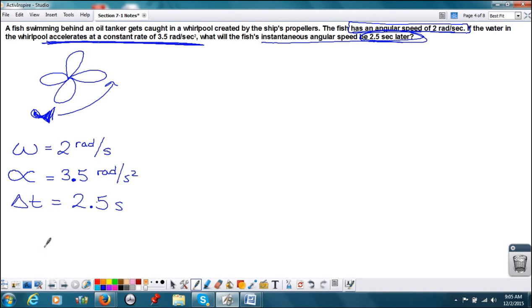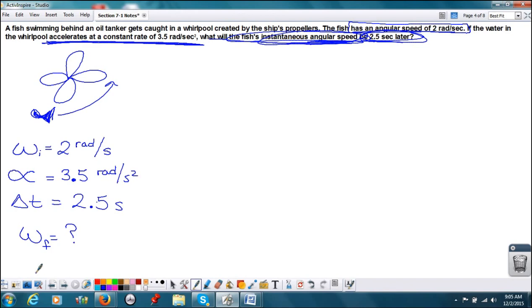Okay, and it wants to know, what will the fish's instantaneous angular speed be? So we're trying to find an angular speed. A speed, again, not the letter v this time, instead the Greek letter omega. And we already have an omega. Well, this is what the speed is starting out at. It says the fish has this speed, and it wants to know what its speed will be 2.5 seconds later. So this is what it's starting as, our initial speed, and we want to know what it's going to be later, our final speed. Okay, so we've got our picture, our givens, and our find.